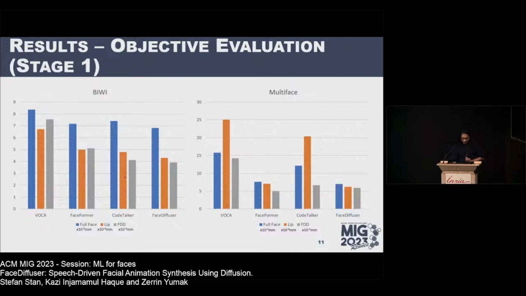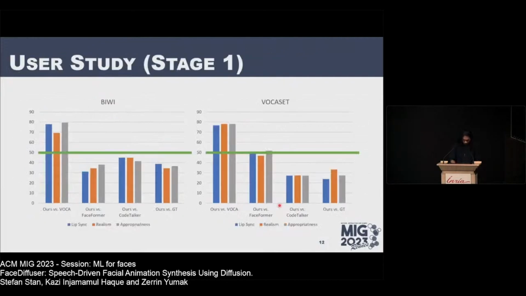Here, in terms of BB, we can see that FaceDiffuser, our model, outperforms all the other state-of-the-art models in full face vertex error, lip vertex error, and FDD. In terms of multi-face, FaceDiffuser beats CodeTalker and Voca in all three metrics. With respect to FaceFormer, we beat it in terms of the vertex error, but FaceFormer slightly wins in terms of the FDD metric. The user study says something different, so we will discuss it during the conclusion and discussion.